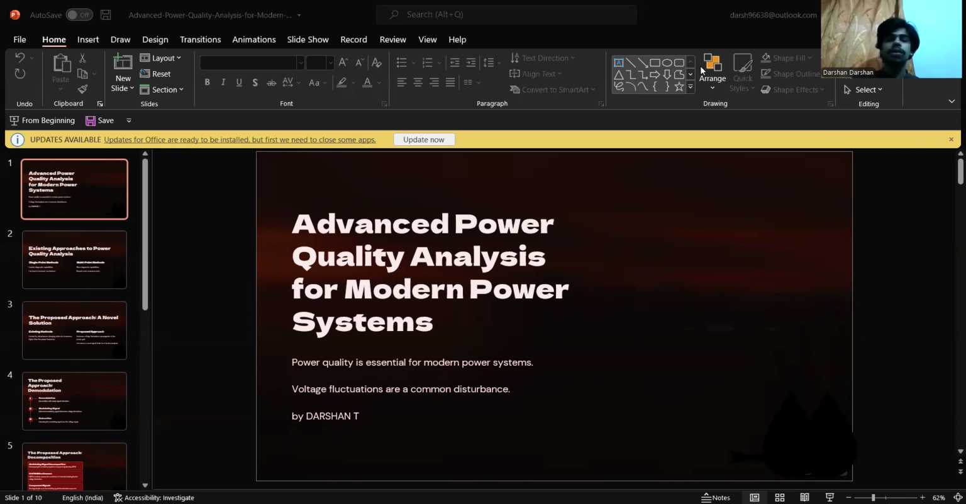Today my topic is all about decomposition techniques, in which we will see advanced power quality analysis for modern power systems. Power quality is essential for modern power systems. Voltage fluctuations are a common disturbance, so we are going to see this in decomposition techniques. So let's go further.